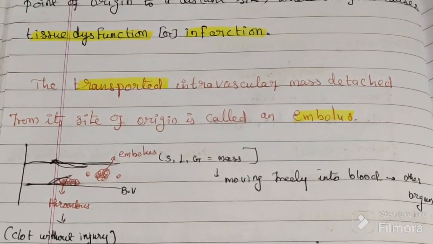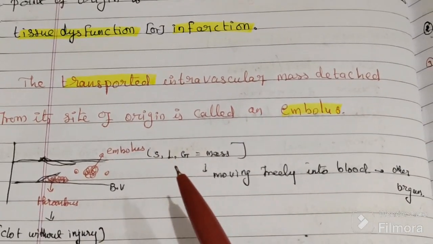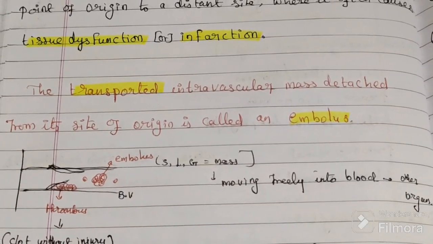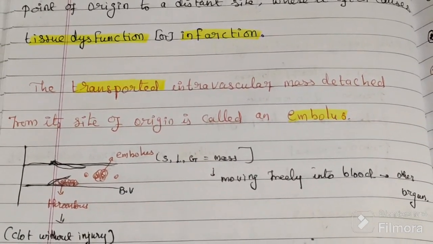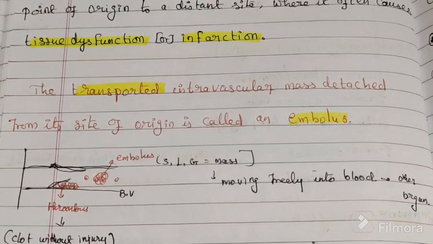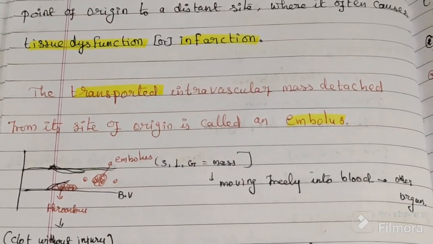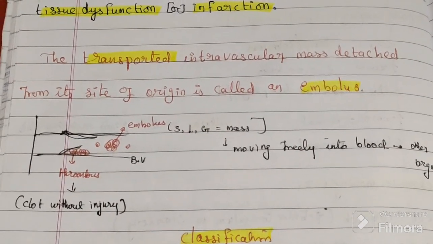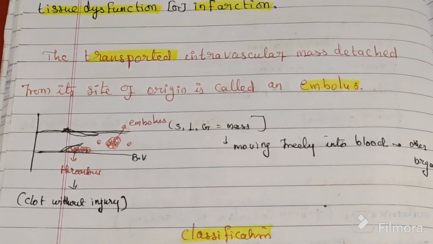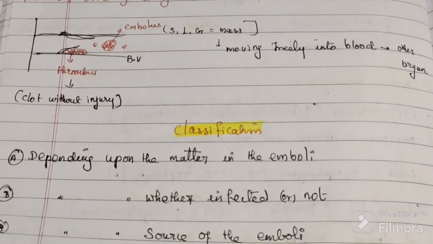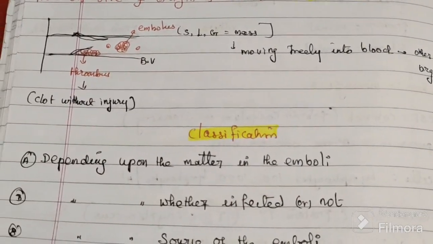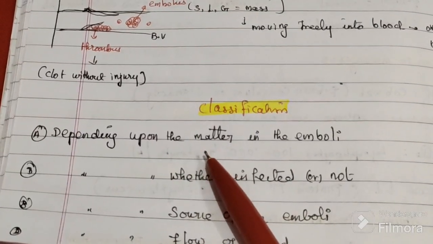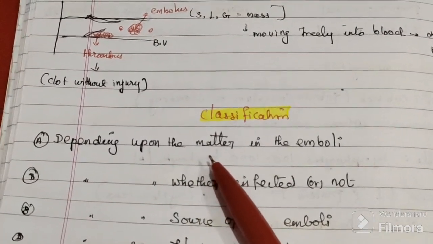So an embolus can be solid, liquid, or gaseous. Any mass moving freely in the blood from one point to another is known as an embolus. This thromboembolus is one of the types. Some other types are also present. What are the other types of embolus? Depending upon the matter, it may be liquid, solid, or gas.